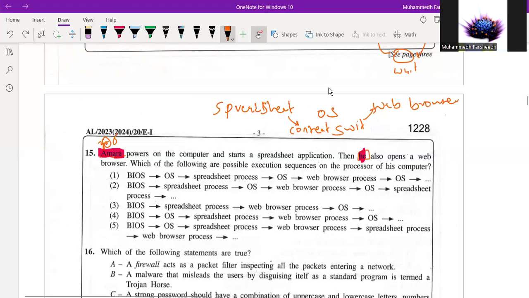So yeah, operating system takes over from spreadsheet. Operating system takes over, then it goes to web browser. Which of the following are possible execution sequences of a process of this computer?